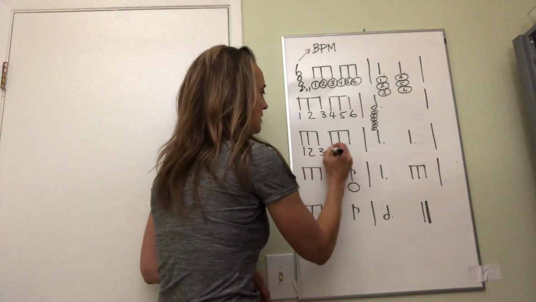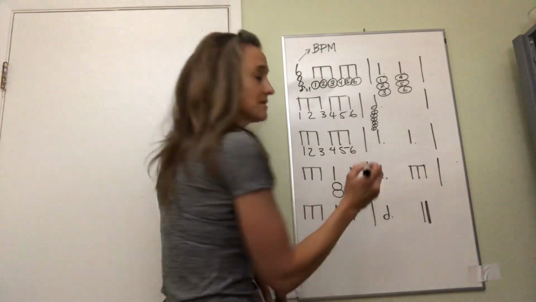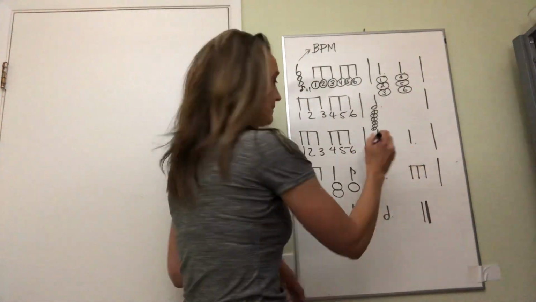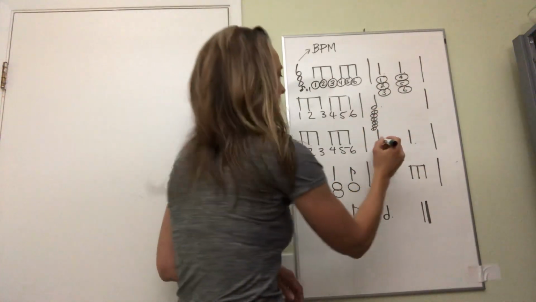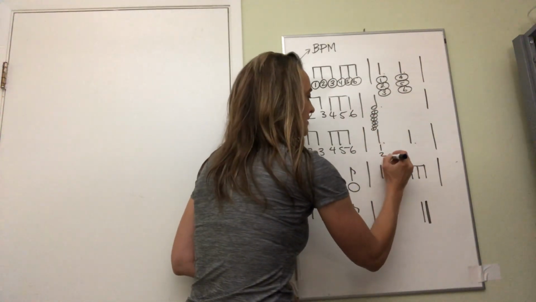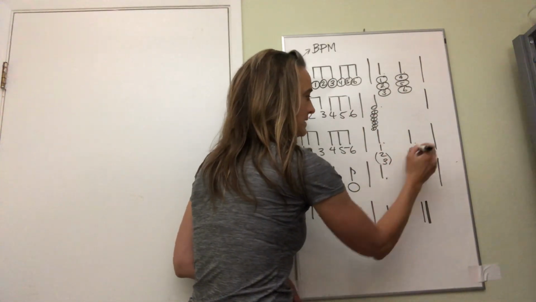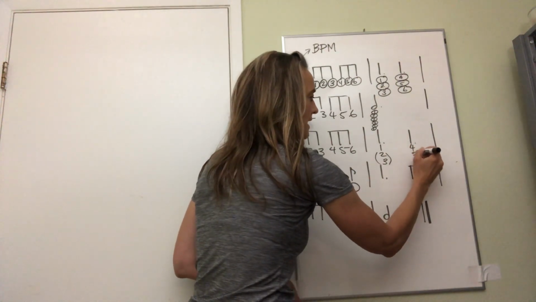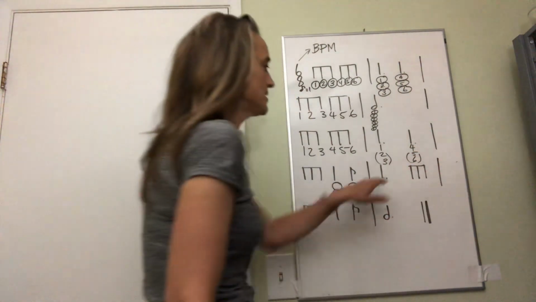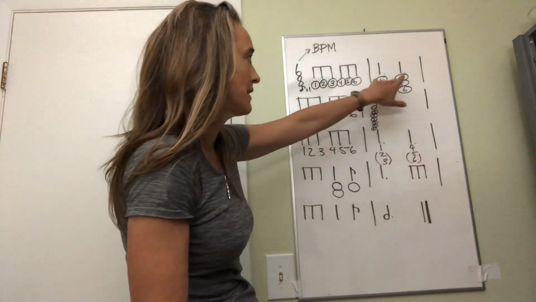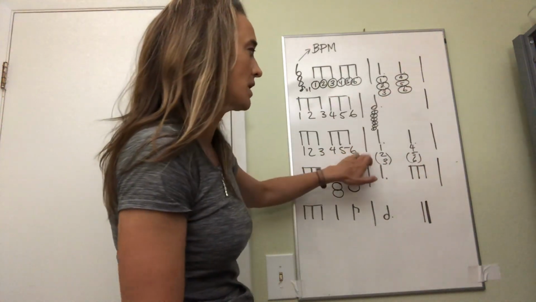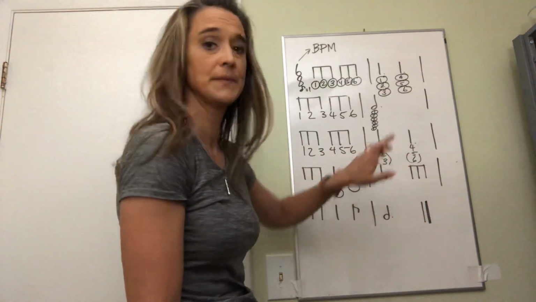1, 2, 3, 4, 5, 6. Are you saying it with me? You should be. Mom or Dad, where are you? Have them say it with me. And this one. 1, 2, 3. I'm going to put these in parentheses. 4, 5, 6. So this is what it's really going to look like when we don't have the circles, because you're going to say 1, 4. Got it?